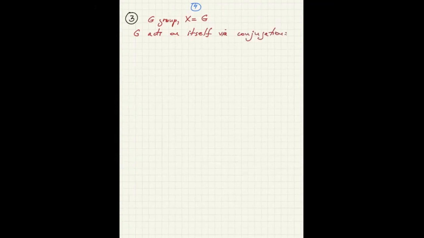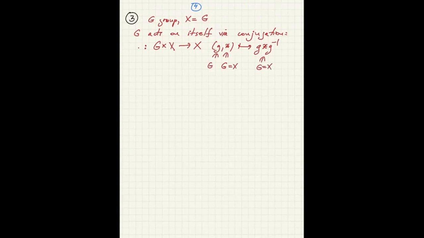Okay, so let's define the following function. We'll define this function from the Cartesian product G and X to X. And how is this going to work? We take an ordered pair g and x. Here both the elements are from G, and we map it to the conjugate of x with respect to g. So it's g x g minus 1, which is an element of G, since G is the same as X. Now we have to prove why this is a group action.